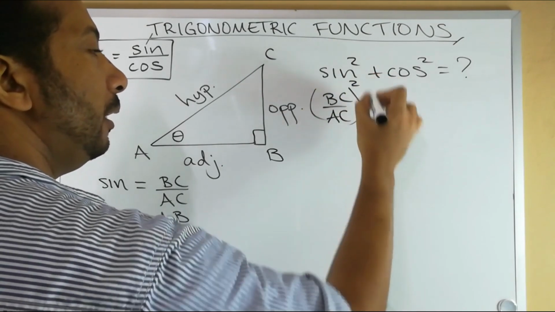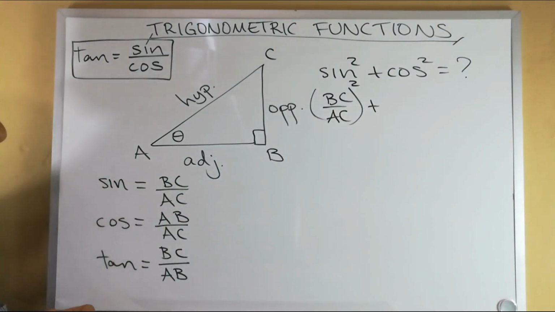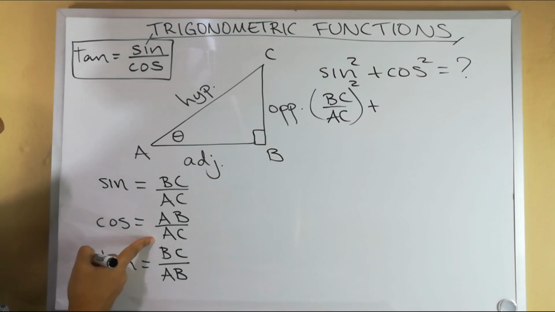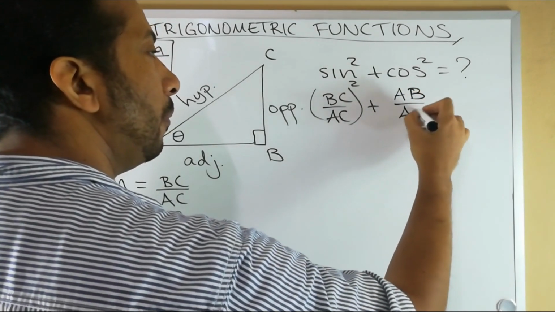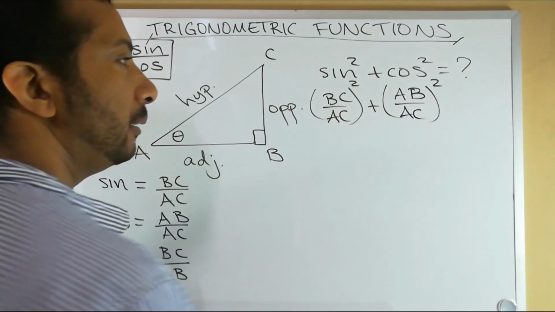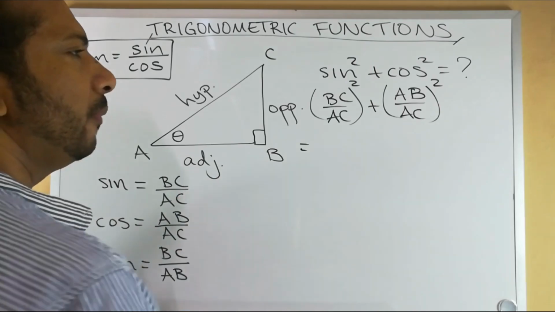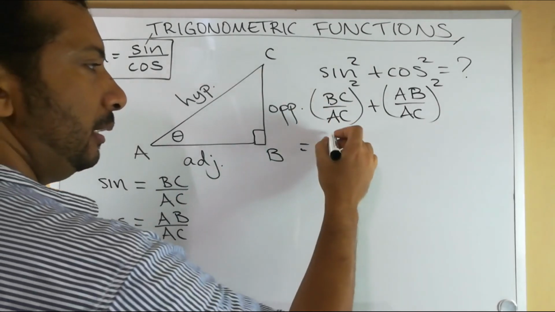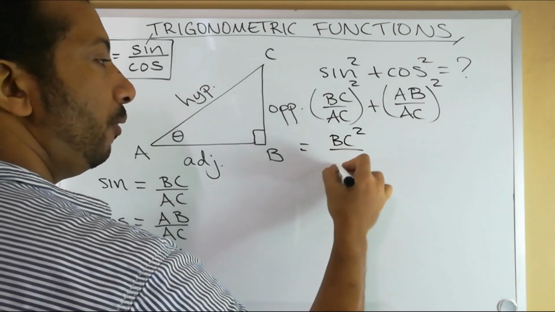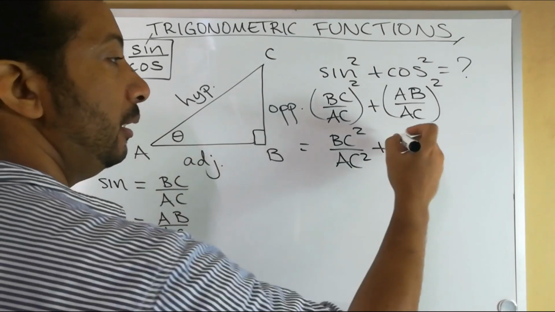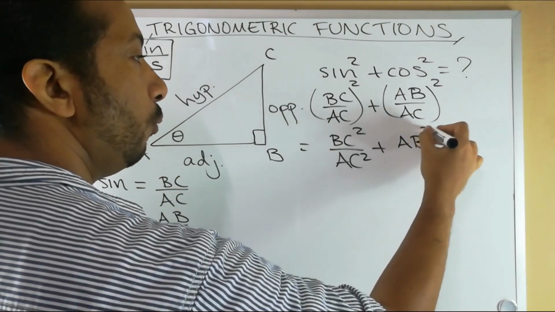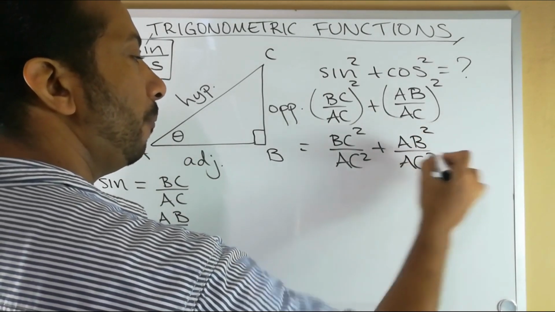If I square that, then add it to the square of the cosine, which is AB over AC, what do I get? Well, let's see. If I square BC over AC, that will simply be BC squared over AC squared. If I square the AB over AC, that is also simply AB squared over AC squared.